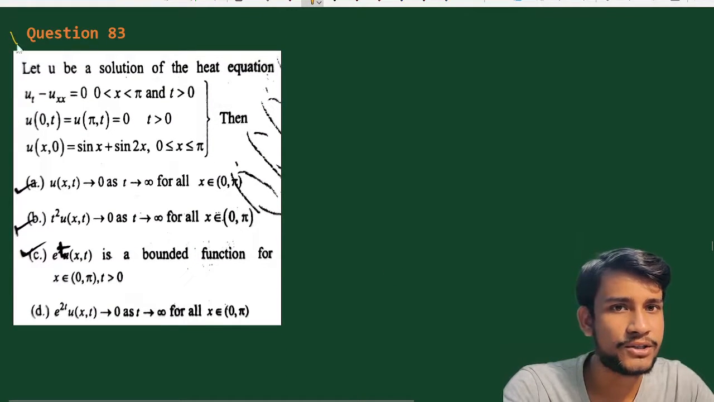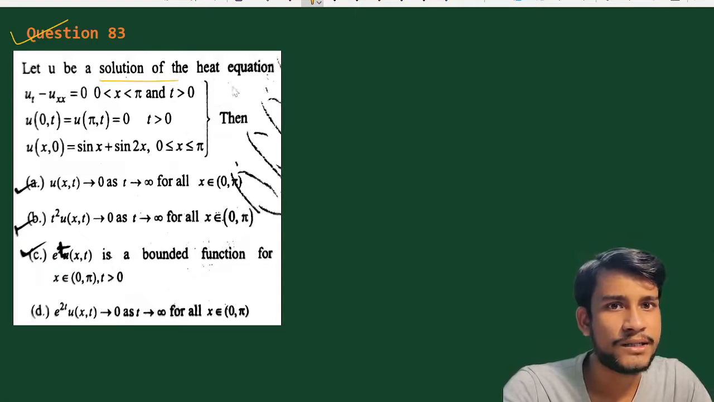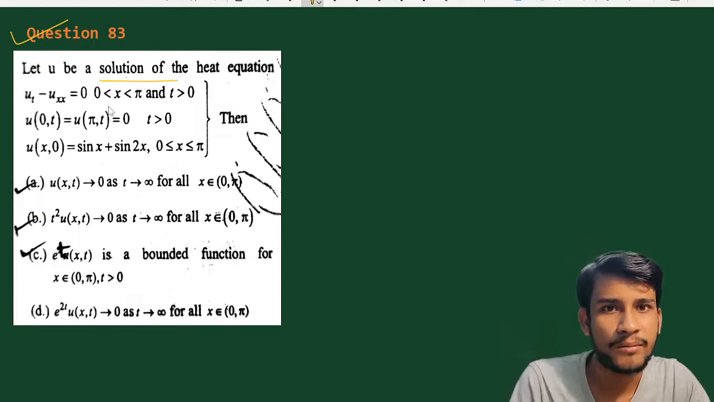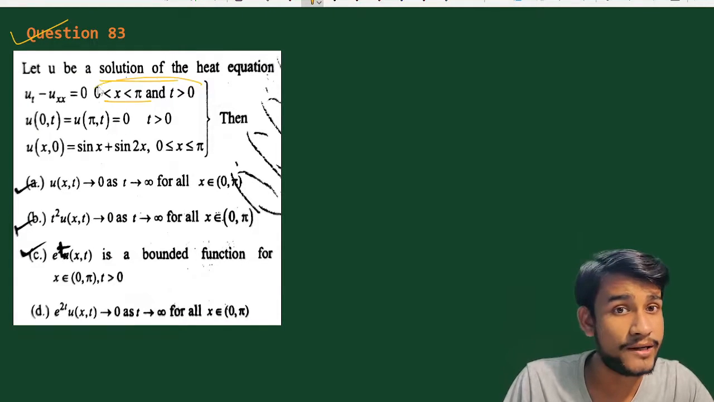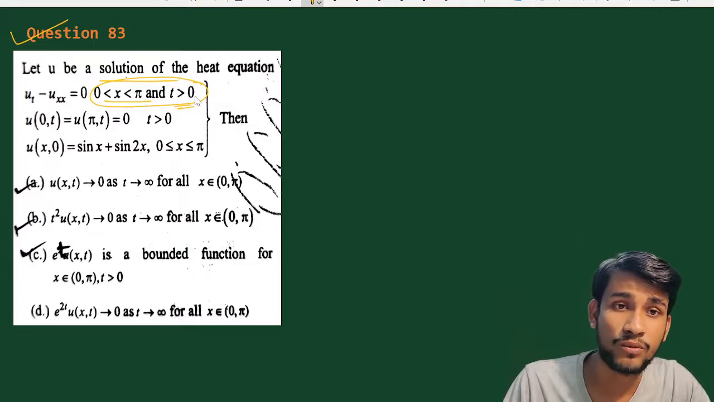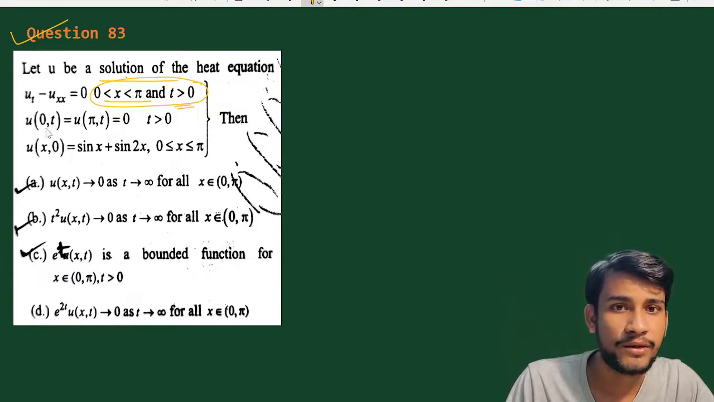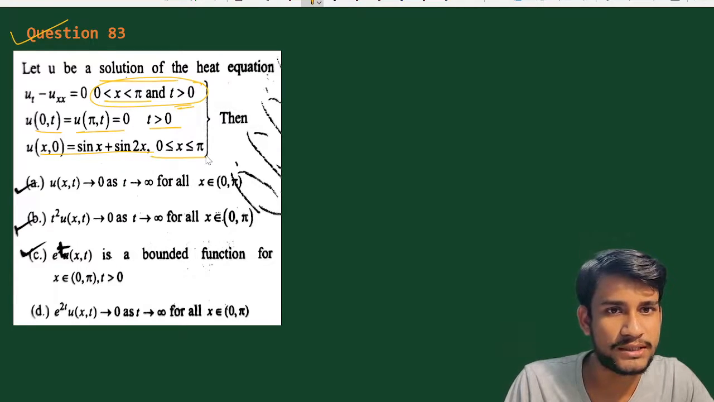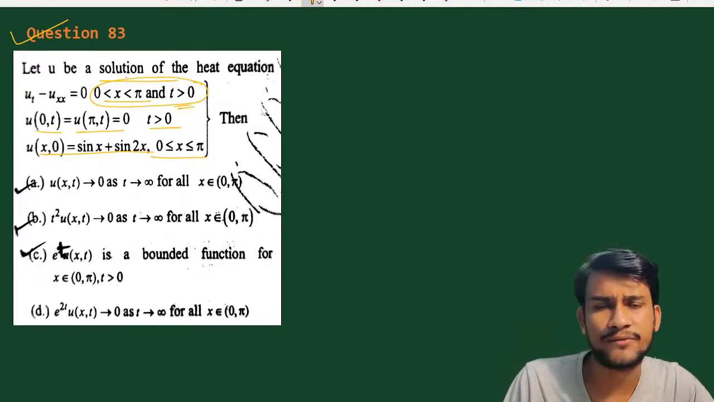Question number 83 says that let u(x,t) be the solution of the heat equation ut minus uxx equal to 0, where 0 less than x less than pi. Here in the heat equation the condition t greater than 0 is given, so in the heat equation t should be greater than 0, unlike in the previous question. Here u(0,t) equals u(pi,t) equals 0 and u(x,0) equals sin x plus sin 2x for 0 less than or equal to x less than or equal to pi. Then 4 options are given.